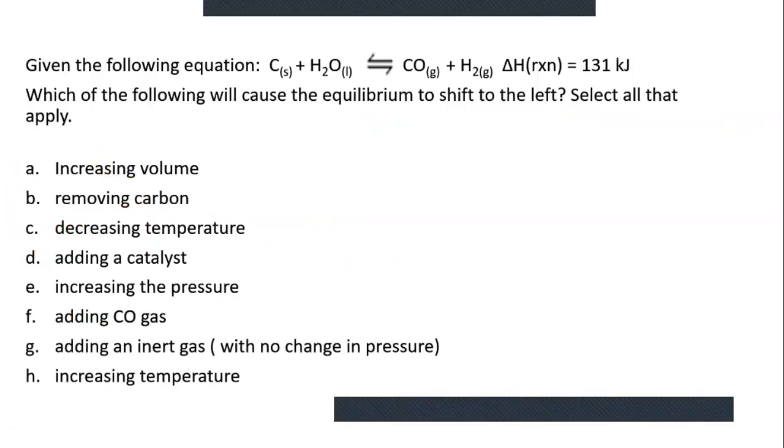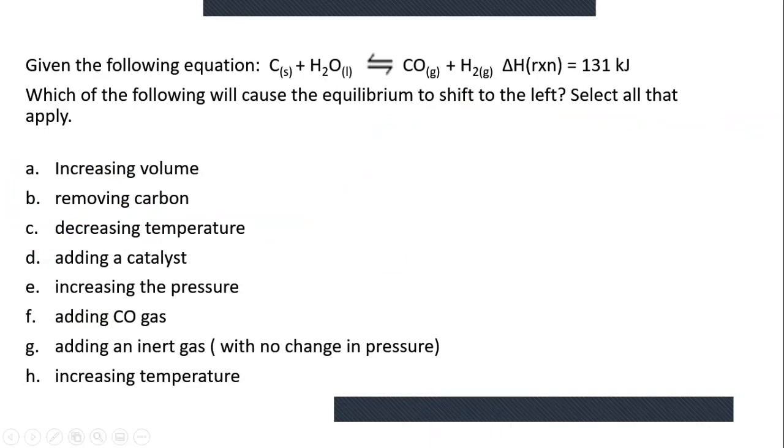Look at one more. I think this is the last one, but hopefully you're getting the hang of it by now. Never hurts to do a lot of examples. So we have this reaction involving C, carbon plus water gives us carbon monoxide and H2. Delta H is positive. This means it's endothermic. Which of the following will cause equilibrium to shift to the left?